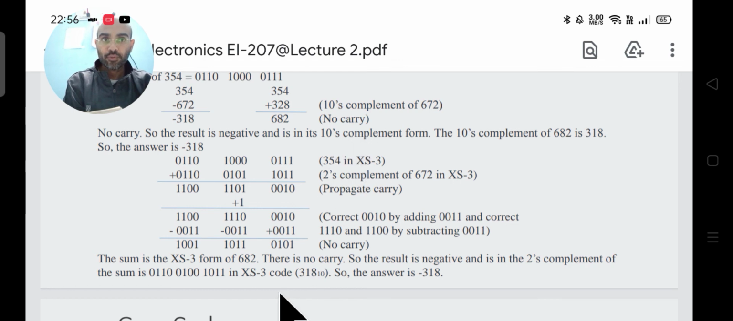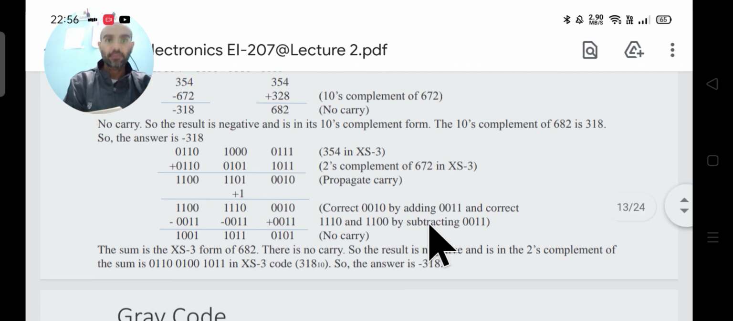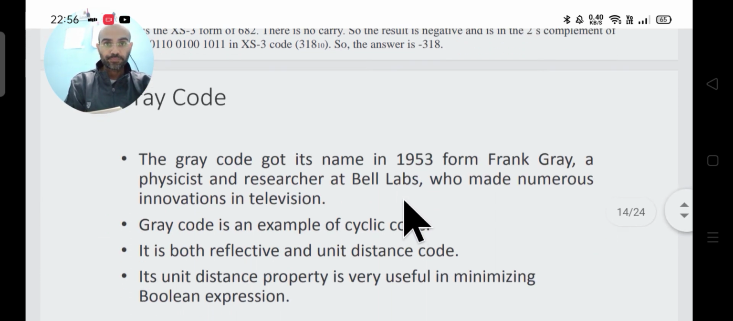So this is how you get it, and as you have taken the complement, the answer is negative. So there should be a minus in front of the answer. So this is how you do it.